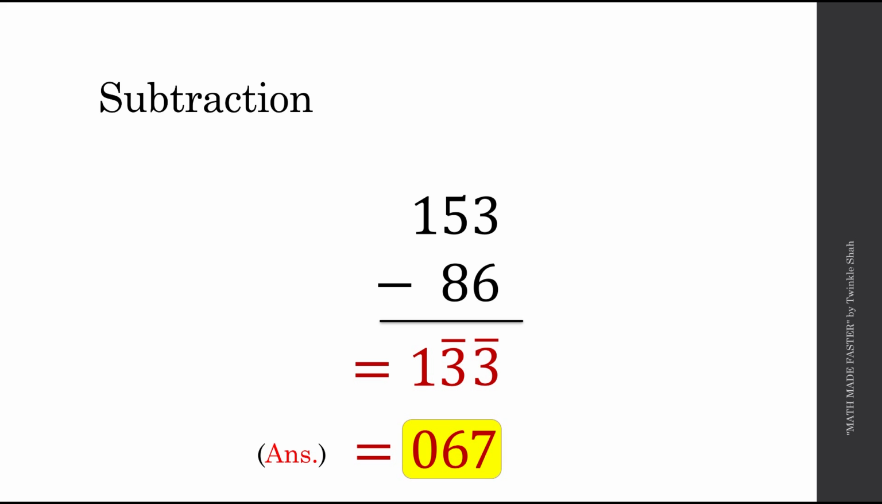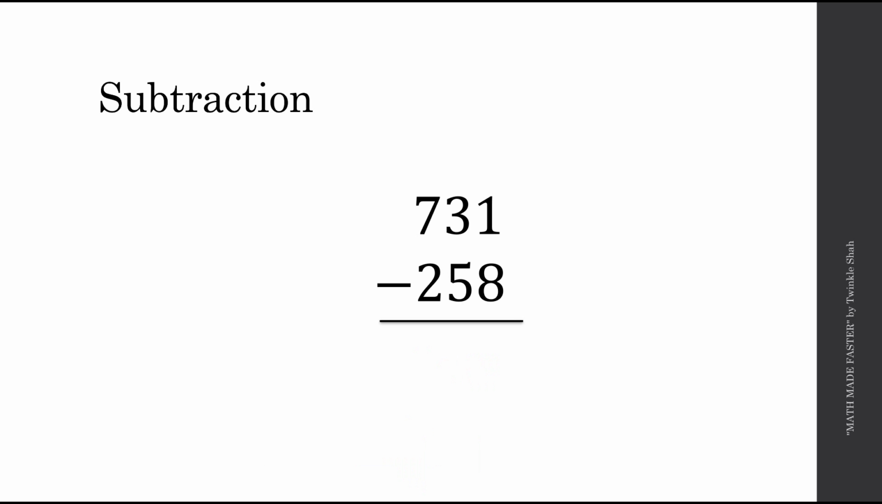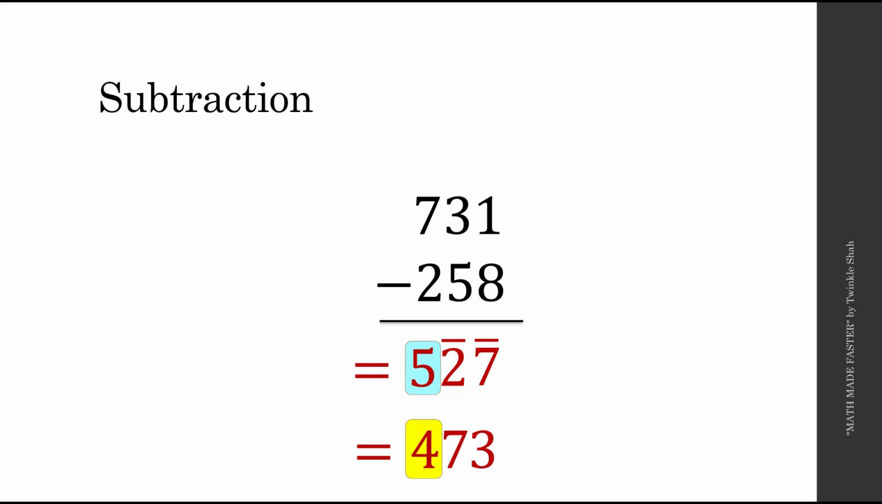Now let's subtract a 3-digit number from a 3-digit number. For example, we want to perform 731 minus 258. 7 minus 2 equals 5. 3 minus 5 equals 2 bar. And 1 minus 8 equals 7 bar. Now let's convert this Vinculum number into a general number. Here we subtract 7 from 10, so we get 3. And we subtract 2 from 9, so we have 7. And we subtract 1 from the previous digit. Therefore we have 4. And that's our answer.